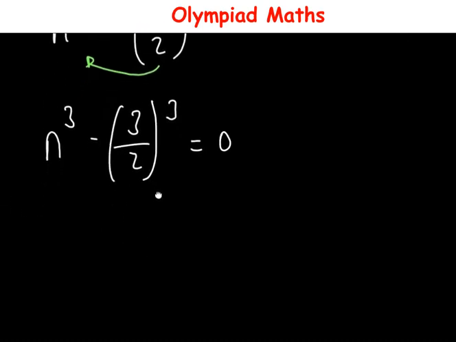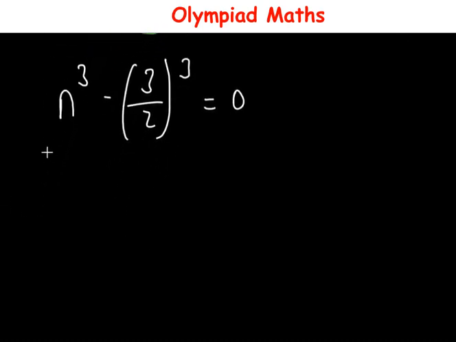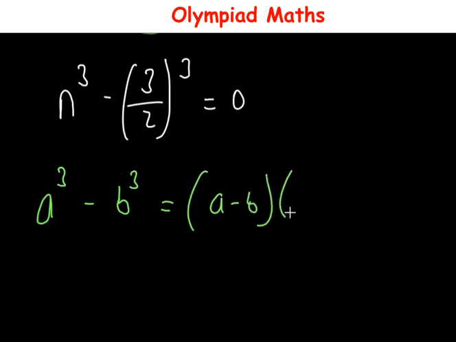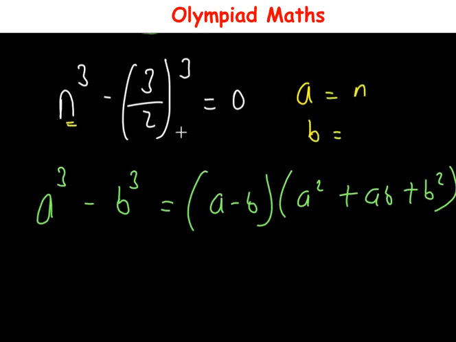So from here, we have the form a raised to power 3 minus b raised to power 3, the difference of two cubes. And if you have a cubed minus b cubed, this equals, in brackets, a minus b multiplied by a squared plus ab plus b squared. So in this case, the value of a is equal to n, and the value of b is equal to 3 over 2.